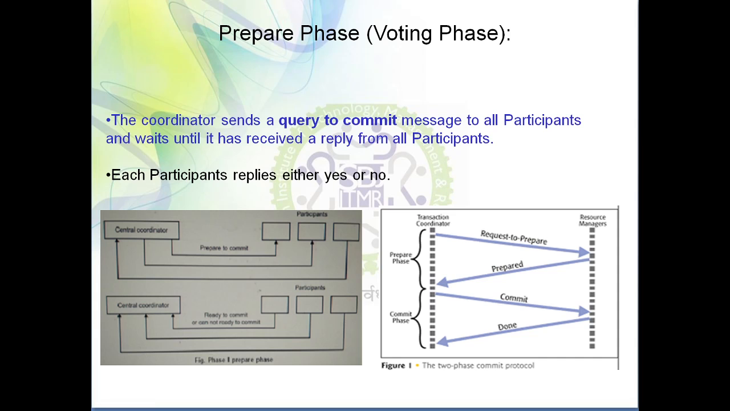So this is the case. That is the prepare phase or voting phase, where each participant has to vote whether he is ready for commit or not. That task is done during the prepare phase. So simple thing is, during the prepare phase the coordinator will send a message to all the participants regarding prepare to commit, and accordingly the participants have to reply whether they are ready or not.